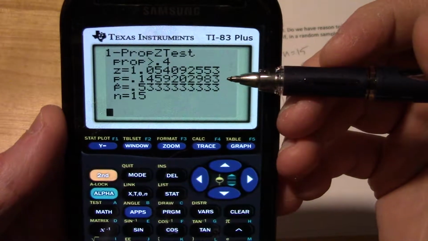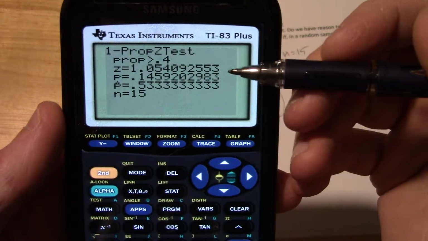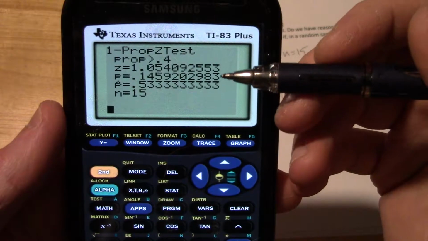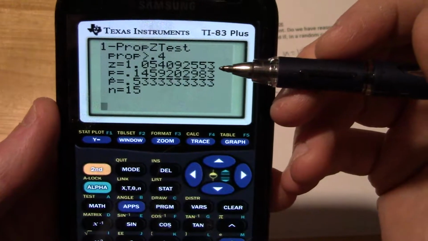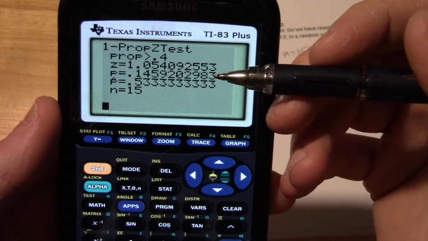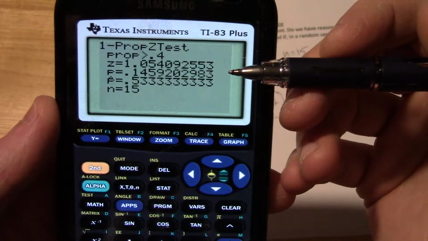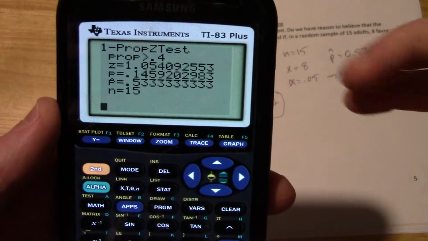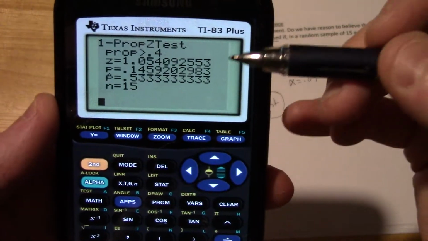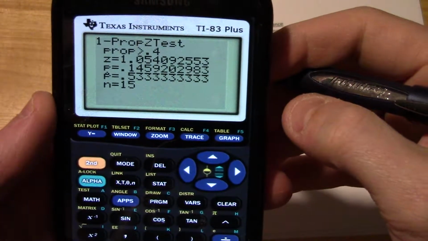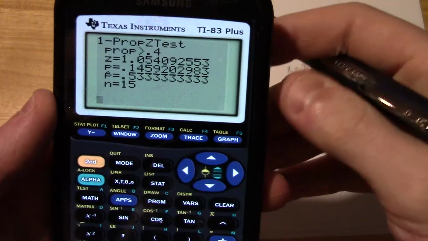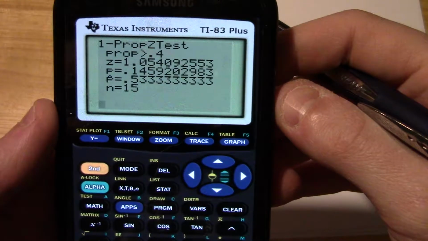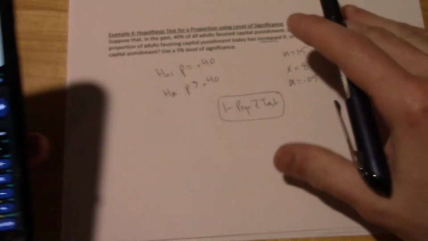That's pretty likely. So what's happening now is our data seem to agree with the null hypothesis. We expected 40%, we got 53%. Statistically, those are close together. They're one standard deviation apart. So we're not seeing anything unusual, so we don't have any reason to support the alternative hypothesis.